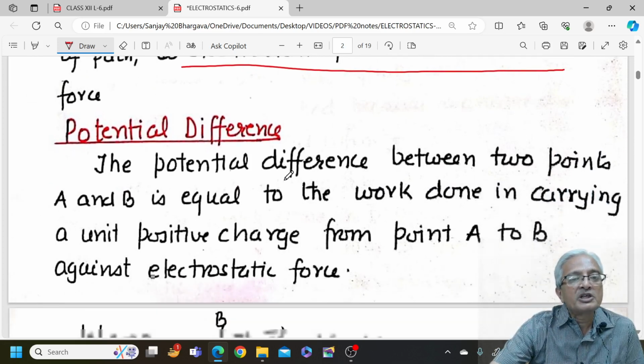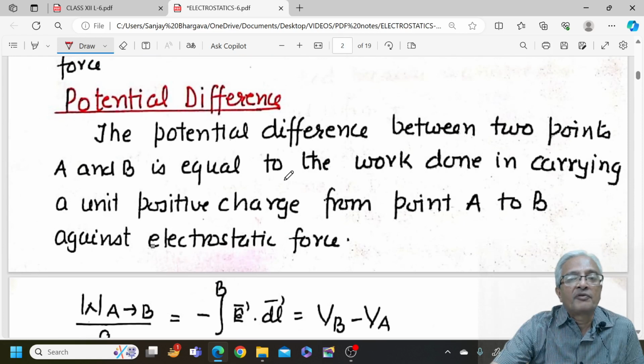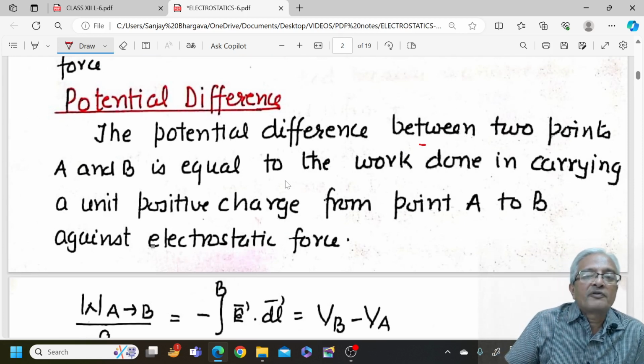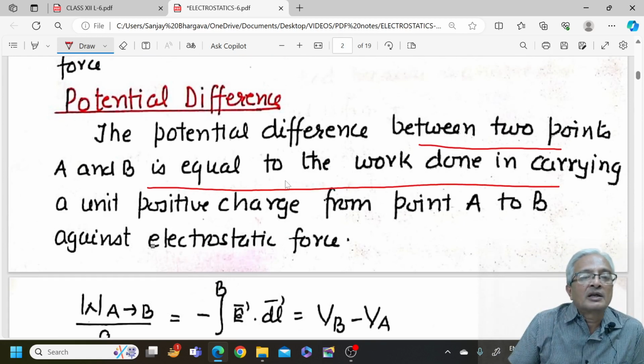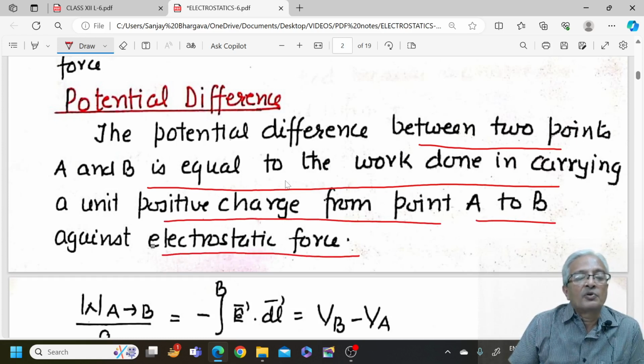Now we are in a position to define potential difference. How do we define potential difference? We say potential difference between 2 points A and B is equal to the work done in carrying a unit positive charge from point A to B against the electrostatic force.